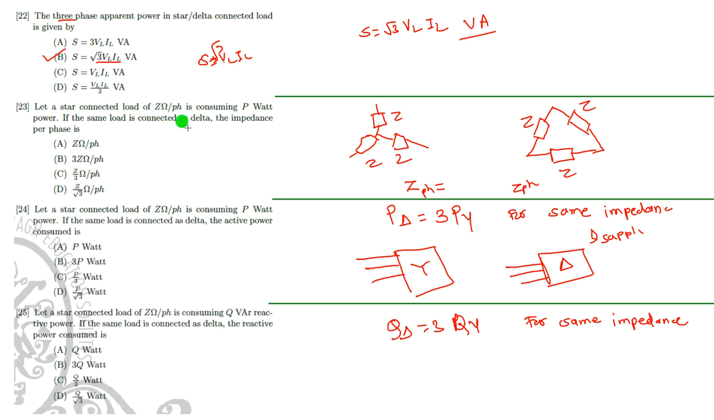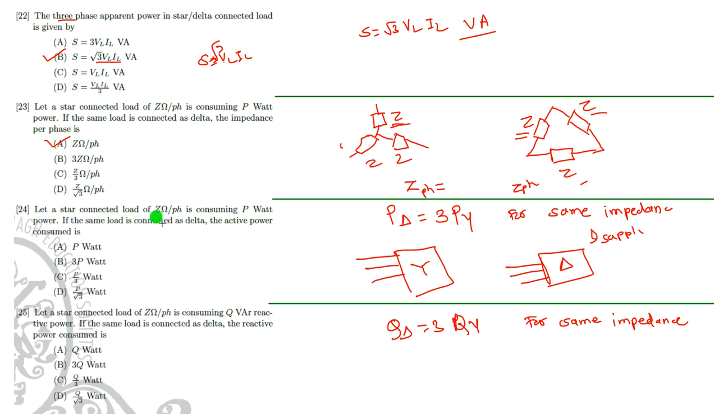Let the star connected load be Z ohm per phase, consuming P watt power. If the same load is connected in delta, what is the impedance per phase? The same load we are connecting in delta fashion, so the value of Z is not going to change. Whatever the value in star, it is going to remain the same. So it is Z ohm per phase.